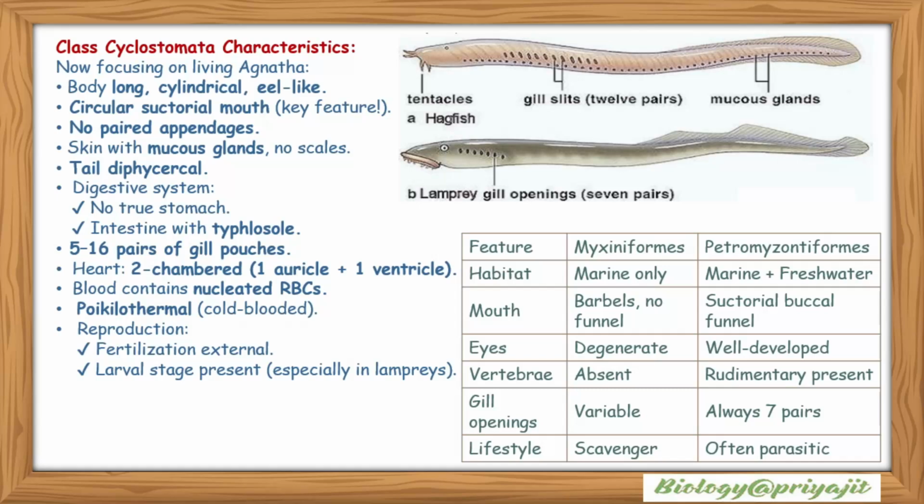So this is the table showing the differences in characteristic features between Myxiniformes and Petromyzontiformes. There are two groups of cyclostomes. Their habitat: Myxiniformes are marine only. Petromyzontiformes are both marine and freshwater. The mouth in Myxiniformes has barbels, and there is no funnel. Petromyzontiformes have a suctorial or buccal funnel. Eyes: they are degenerate in Myxiniformes and well developed in Petromyzontiformes. Vertebrae are absent in Myxiniformes and rudimentary in Petromyzontiformes. Gill openings in Myxiniformes are variable, while Petromyzontiformes always have 7 pairs. Their lifestyle: Myxiniformes are scavengers, and Petromyzontiformes are often parasitic.